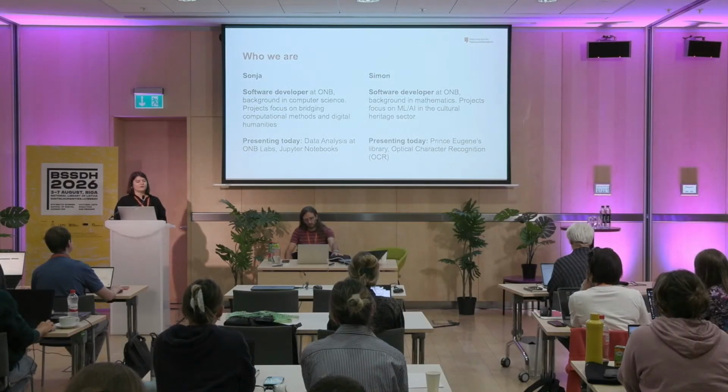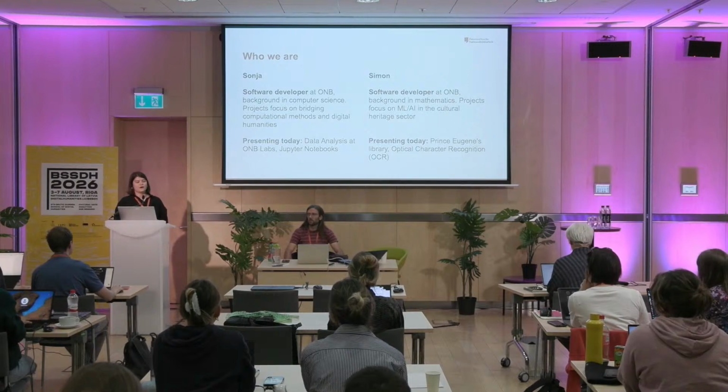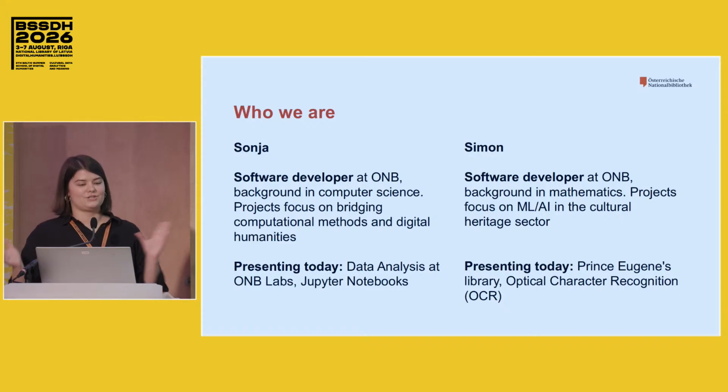So my colleague Simon Meyer and me, Sonja, we're both software developers at the Austrian National Library. We're in the research department for the digital library. Simon's background is mathematics, and so he focuses mainly on machine learning and AI programming, and my background is computer science, so I'm trying to make a bridge between computational methods and the digital humanities.